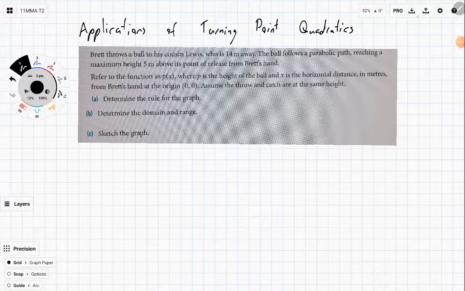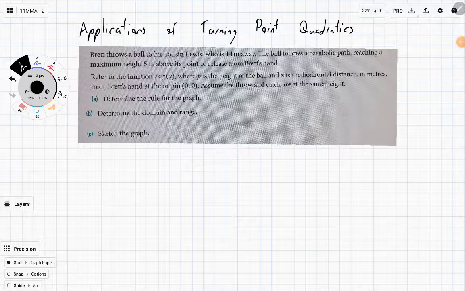Alrighty, welcome. So today we're going to be looking at applications of turning point quadratics. Now, one of the things that I'd really encourage you to do is whenever reading a worded question, step one, if it's a visual problem, draw something. There's no disadvantage in doing it.